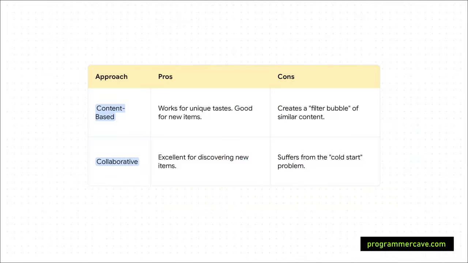Well, which one wins? The truth is, neither of them. See, content-based is awesome if you have really unique tastes, but it can trap you in a filter bubble where you only see more of the same. Collaborative filtering is incredible for discovering surprising new things, but it has this big problem called the cold start problem. We'll get to that in a minute. So what's the takeaway? Real-world systems don't choose. They use a hybrid, a mix of both, to get the best of both worlds.